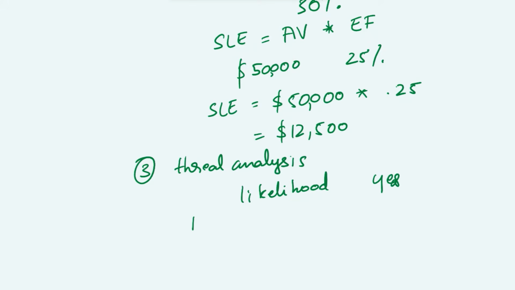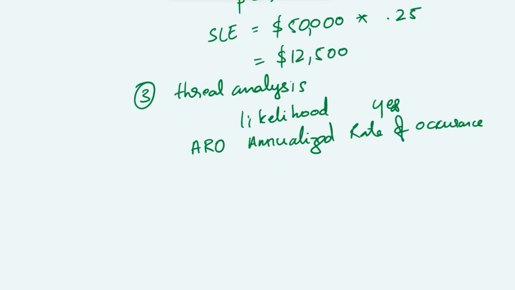Okay, this is known as ARO, that is annualized rate of occurrence. ARO is a metric used in quantitative risk analysis to estimate the expected frequency or likelihood with which a specific risk or threat will occur within a single year. It represents the probability of a particular risk event happening annually. ARO is typically expressed as a decimal or a percentage.